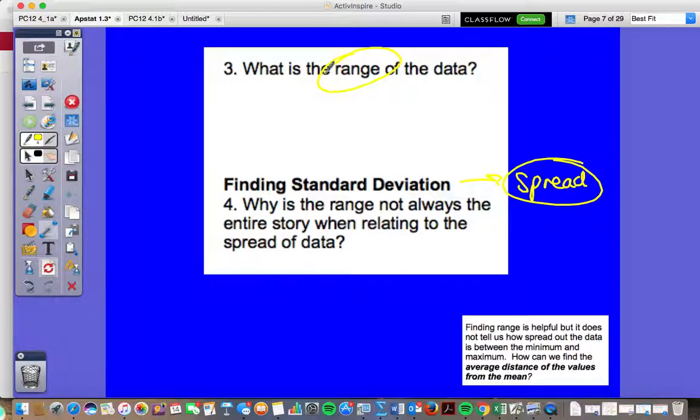As we look at this, though, let's see why we use it. Why is the range not always the entire story? Why do we use something else? Why is range sometimes not a good value to use? An outlier. Okay, an outlier? Actually, I never thought of that. Who said that, Rita and Jared? That's a good word. Can someone tell me something else why that would be the case?